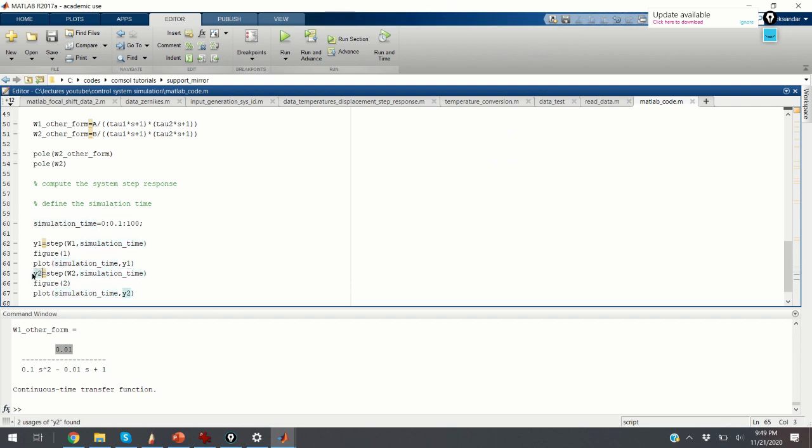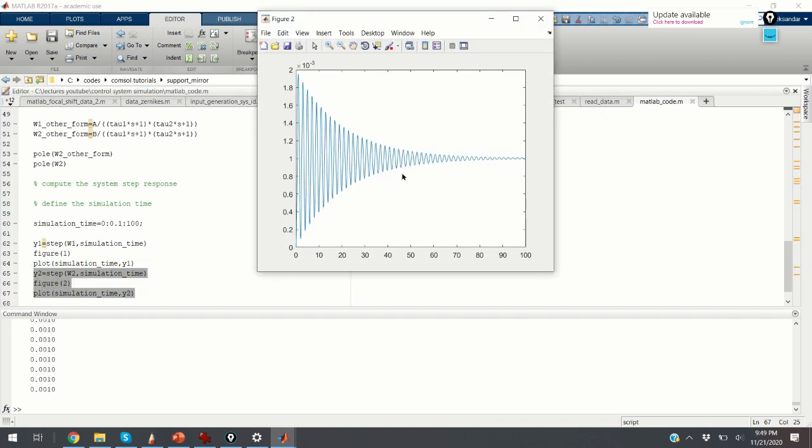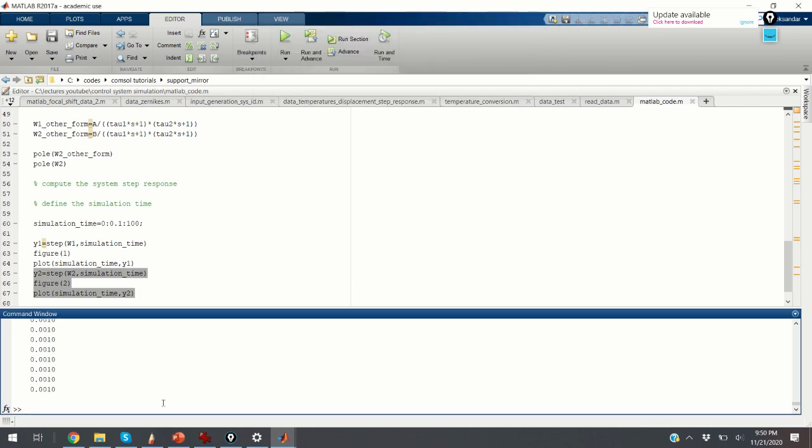Similarly, you can obtain the step response with respect to disturbances, and you will observe that the response settles at the point 0.001, and from the second form of the transfer function you will see that this point approximately corresponds to the value in the numerator.